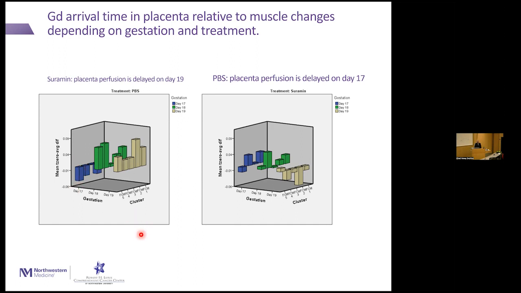So this negative number here means that the placenta arrival time is delayed, and the positive number means that the gadolinium arrives at the muscle before it gets to the placenta. So it's kind of flip-flop between the two groups.